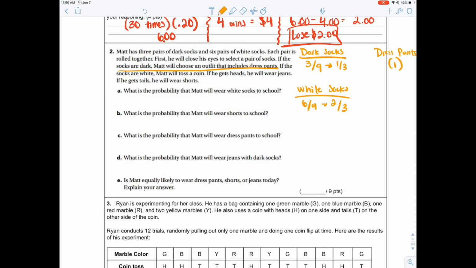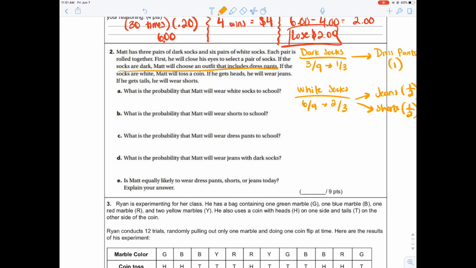Okay, if the socks are white, Matt will toss a coin. If he gets heads, he will wear jeans. If he gets tails, he will wear shorts. So with the white socks, we have 2 options here. We have jeans and we have shorts, and this is based on a coin flip. So what are the probabilities of wearing jeans? Well, you guys should know that's 1/2. And the probability of wearing shorts is also 1/2. I'm going to try and make a little tree diagram here. So dark socks goes to dress pants, whereas white socks can either go to jeans or to shorts.